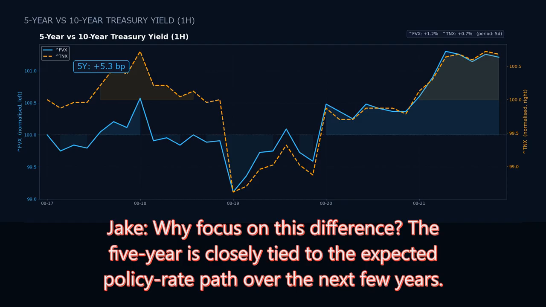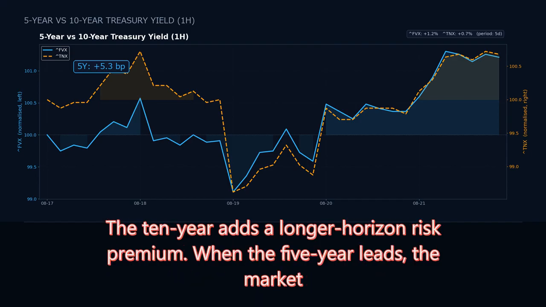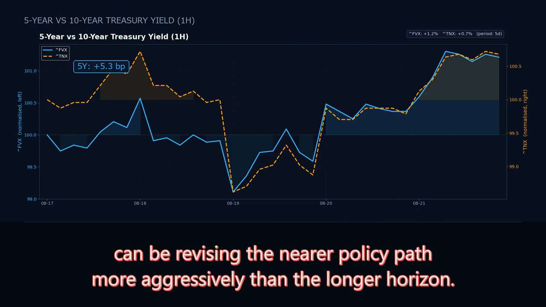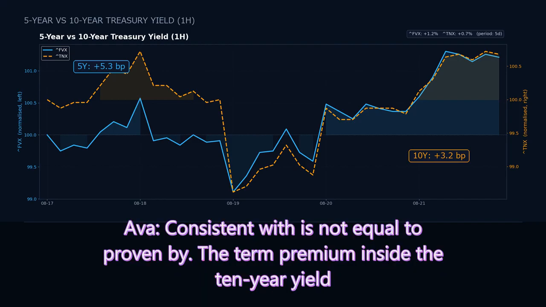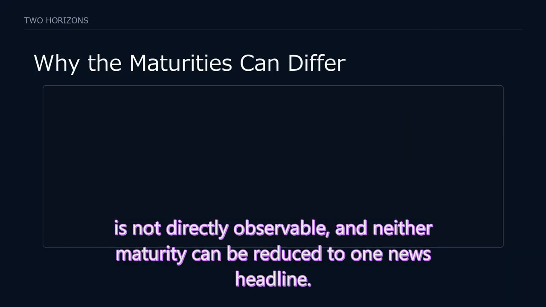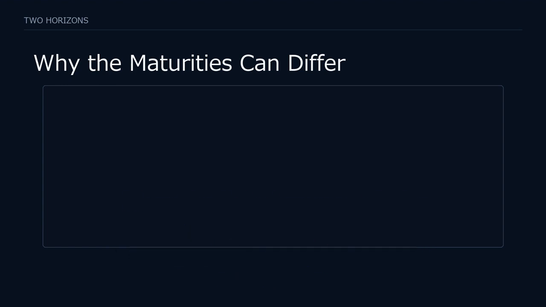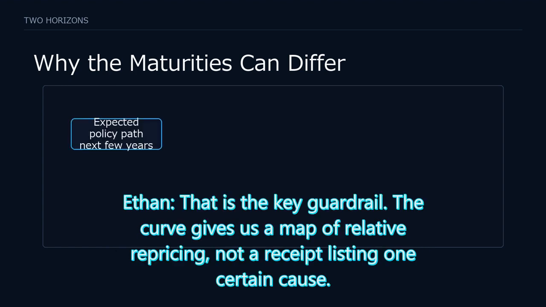The 5-year is closely tied to the expected policy rate path over the next few years. The 10-year adds a longer horizon risk premium. When the 5-year leads, the market can be revising the nearer policy path more aggressively than the longer horizon. Consistent with is not equal to proven by. The term premium inside the 10-year yield is not directly observable, and neither maturity can be reduced to one news headline. That is the key guardrail. The curve gives us a map of relative repricing, not a receipt listing one certain cause.